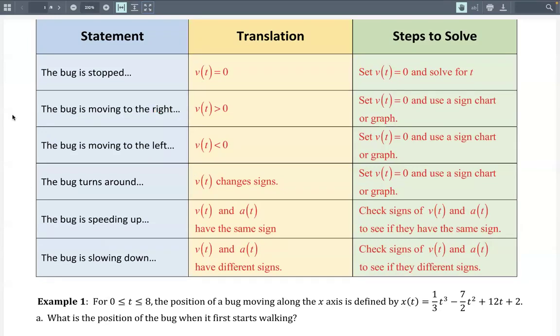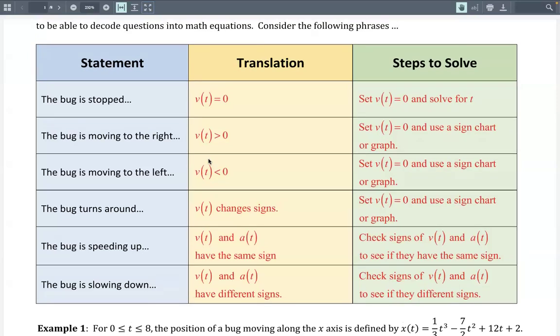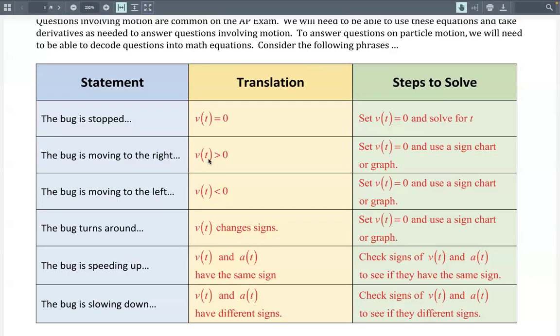This applies to any object. In this case, we're just being silly and we're talking about a bug, and the bug is only moving left or right along a straight path. That's all it can do. So we're going to translate some verbal statements into math, like physics or calculus. So if we say an object is stopped, like for example, a bug is stopped when its velocity is equal to 0. It has no velocity, it's not moving.